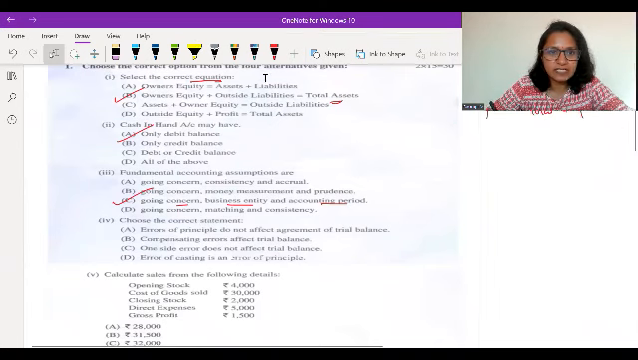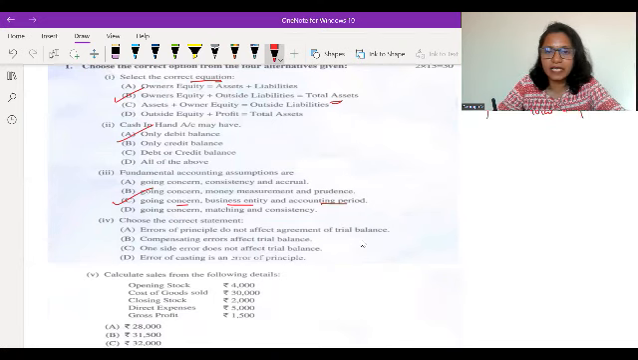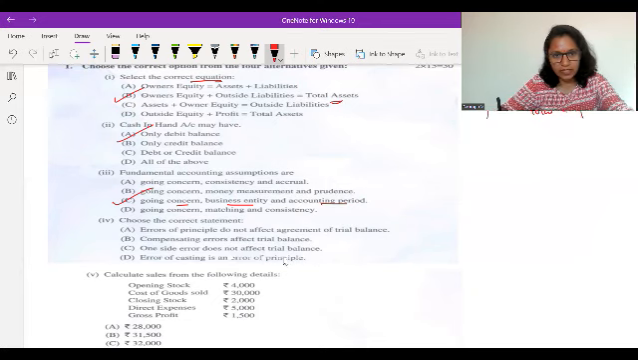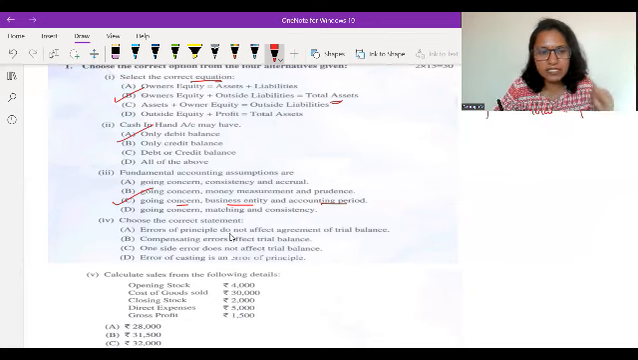Choose the correct statement. Error of principle does not affect agreement of trial balance. Compensating errors affect the trial balance. One-sided error does not affect the trial balance, and the error of casting is an error of principle. So how to go about with this question?